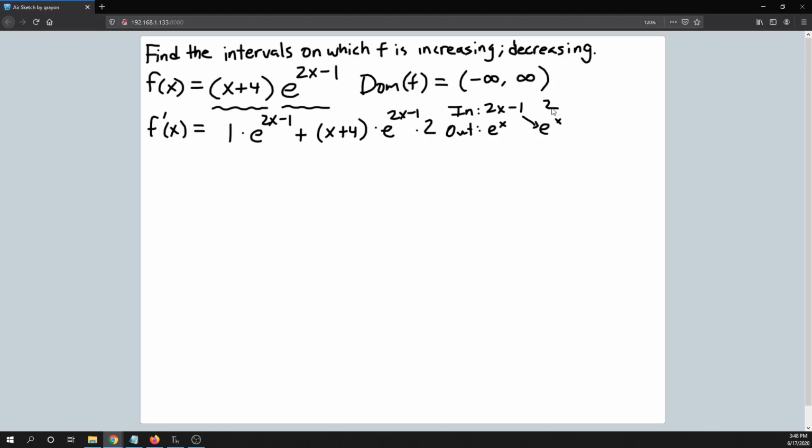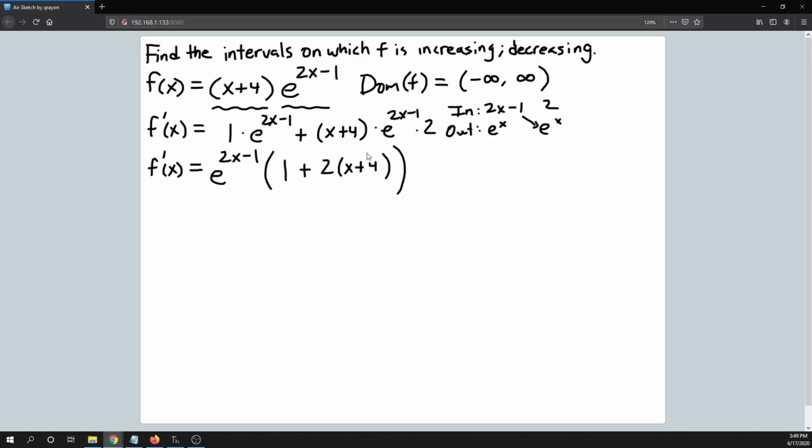We do need to simplify this as much as possible. In order to simplify this as much as possible, the best way is to factor out any common factors that you have here. And here the only common factor is this e to the 2x - 1. So I'm going to factor it out. All right, when I factor e to the 2x - 1 out of this first term, I'm just left with this 1 right here, and then this plus. And then out of the second term, I'm left with 2 times (x + 4), like that.